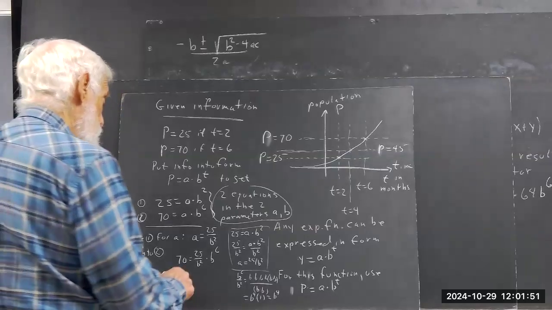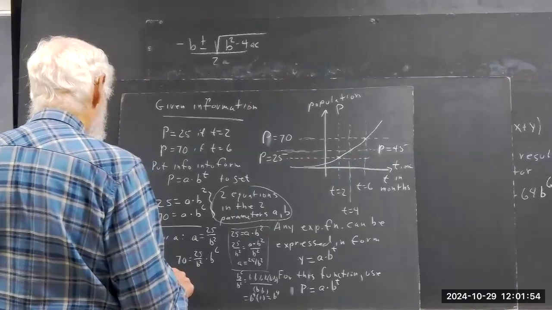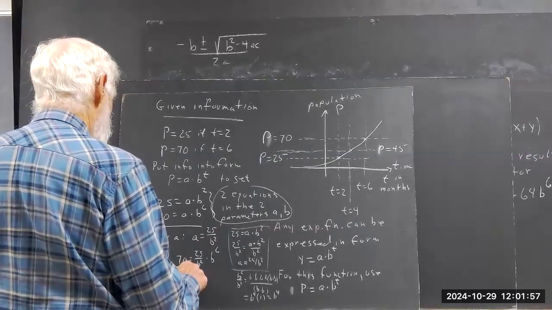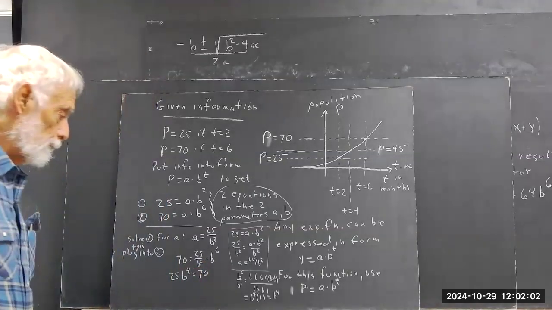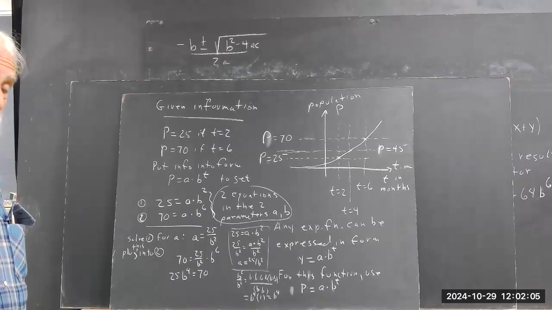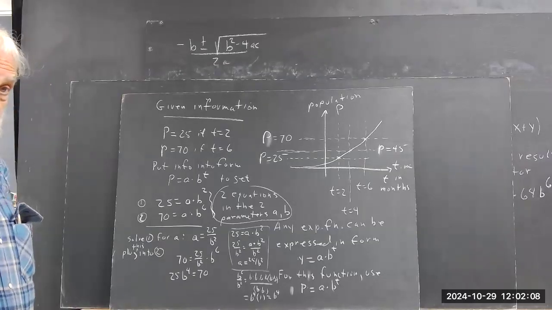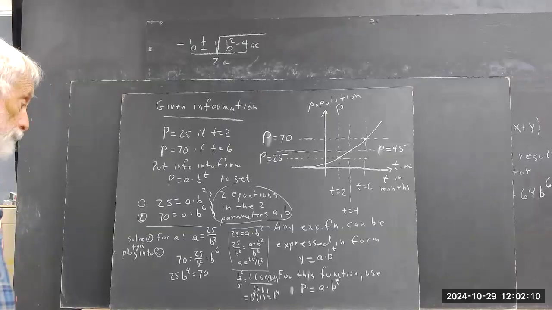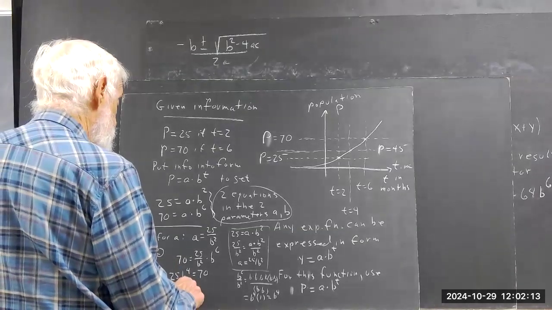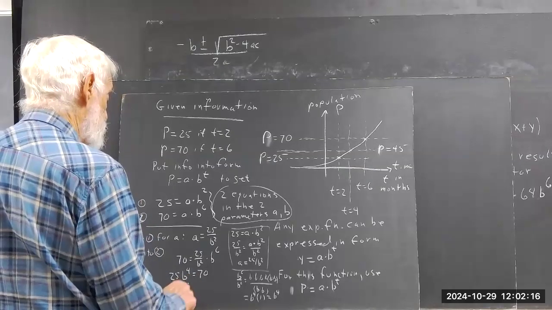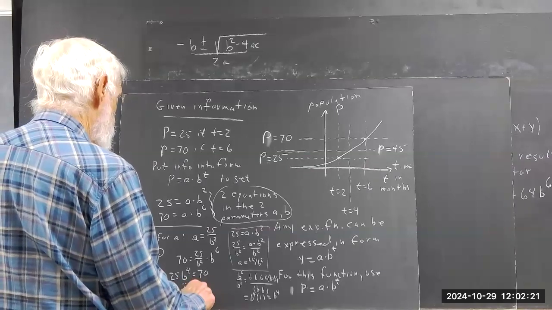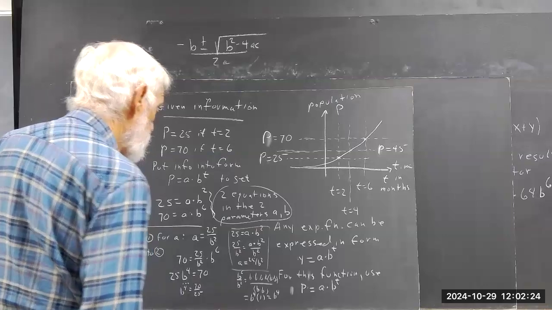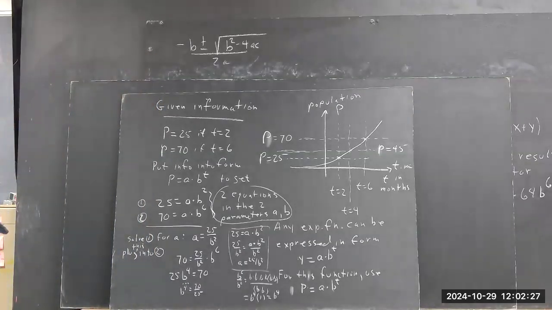All right. So anyhow, you get 25 b to the fourth equals 70, don't you? Okay. Can you solve that for b? Well, you divide both sides by 25. I put three dots there to indicate that that's a step you should write down. You get b to the fourth equals 70 over 25. Okay.